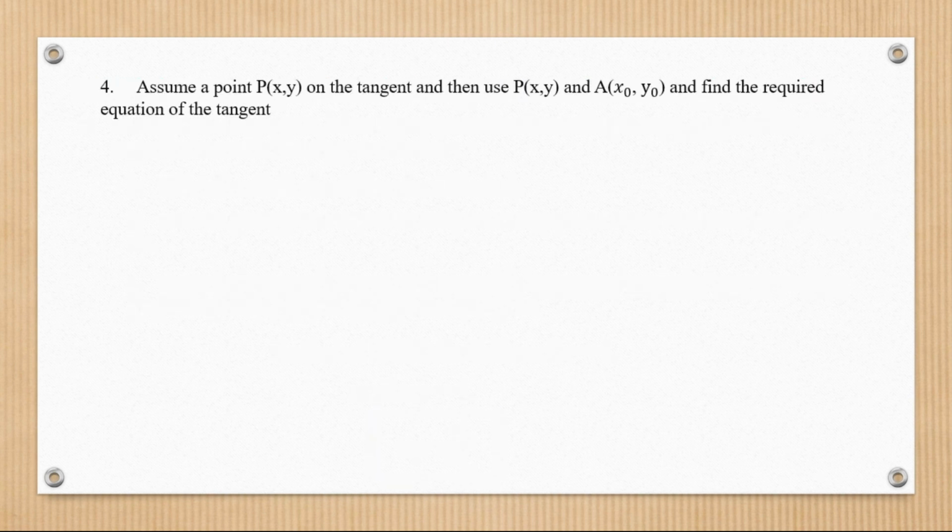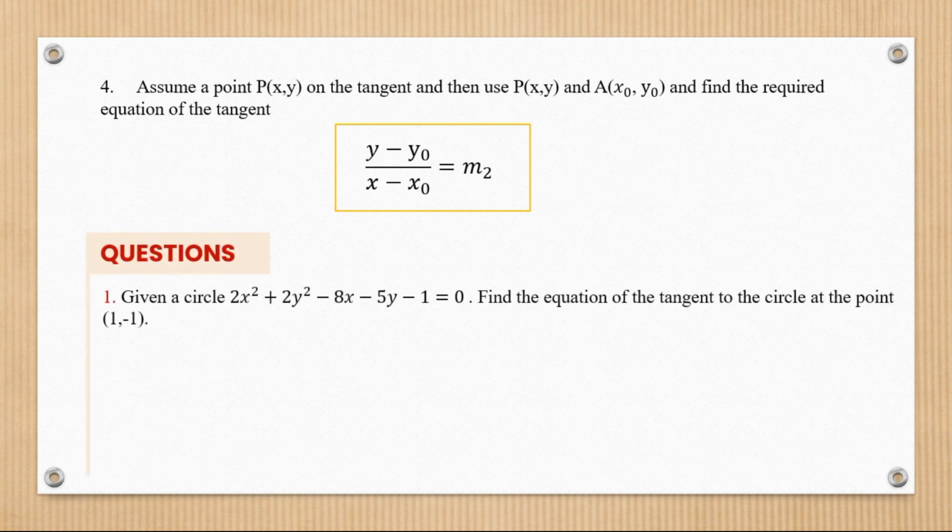Then lastly, we're going to assume a point P(x, y) on the tangent and then use P(x, y) and A(x0, y0) to find the required equation of the tangent from this formula right here. Alright, so these are the steps we shall take, but this will make more sense as we look at different examples.